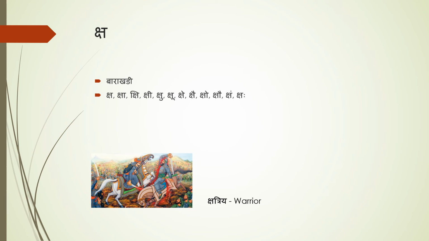Let's look at the next one, which is Ksha. To write Ksha, start with a small sleeping line and extend that into a circle on the top, and then extend that circle below that line into a C and then a tail to it. Then draw the standing line beside the original sleeping line and finish it with the top line. That makes a ksha. Barakhadi for ksha is ksha, ksha, kshi, kshi, kshu, kshu, kshe, kshai, ksho, kshau, ksham, kshaha. And an example of ksha is kshatriya.